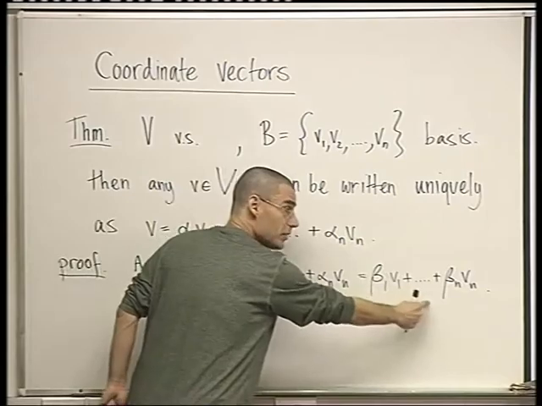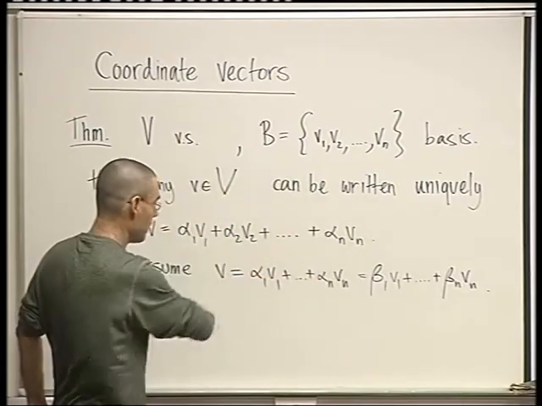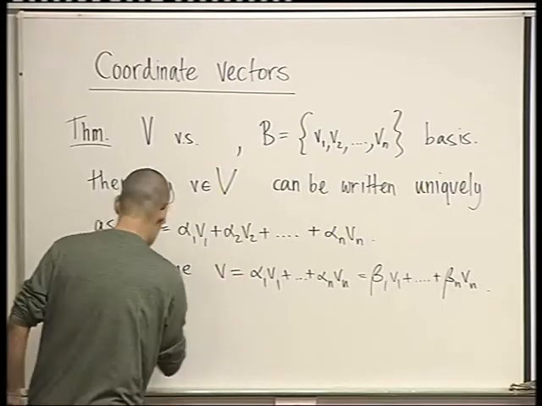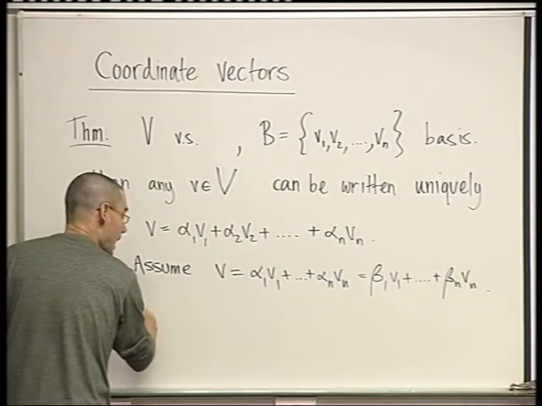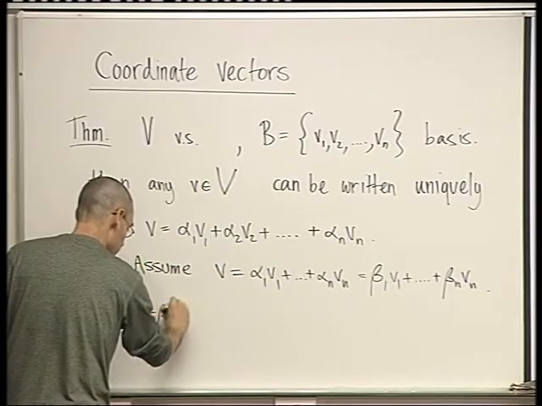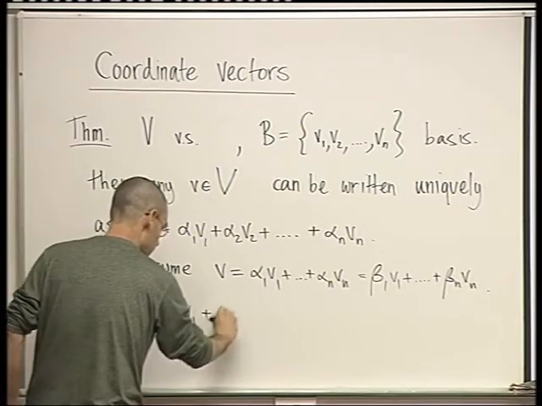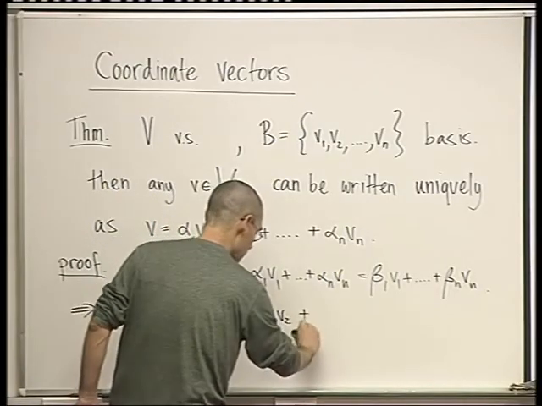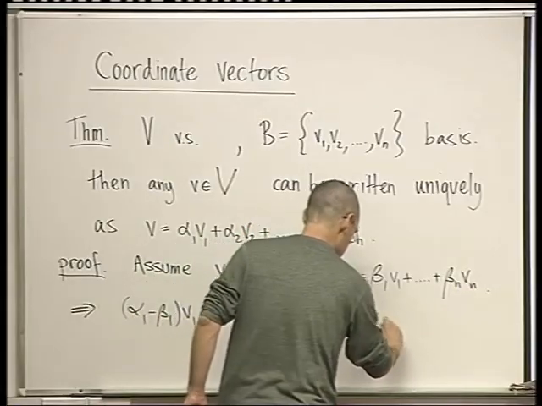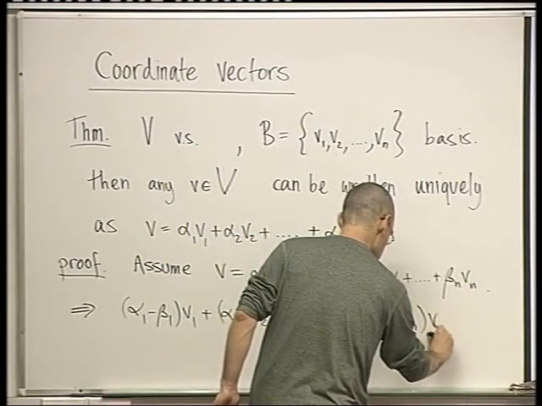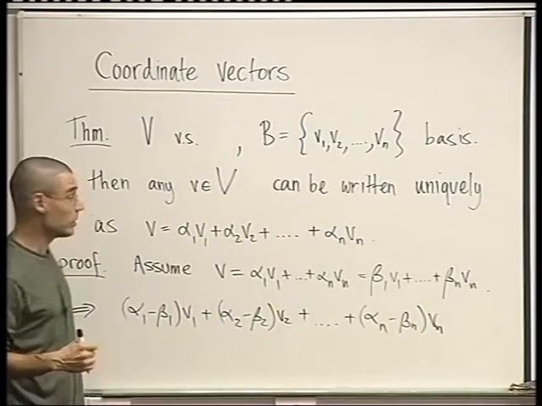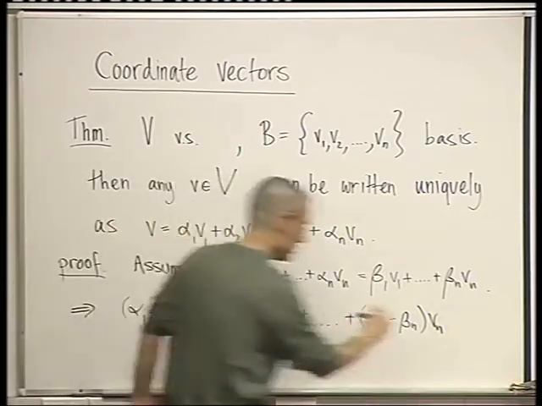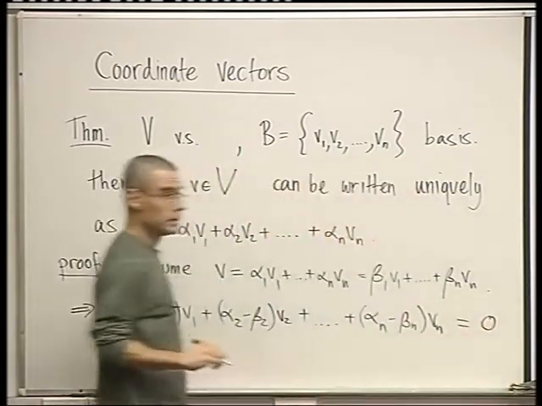If this equals this, I can move everything to the left side. This is an equation. I can move everything to the left side, and I would get alpha 1 minus beta 1 V1 plus alpha 2 minus beta 2 V2 plus alpha n minus beta n Vn. That's what I get when I move everything to the left-hand side. Do you agree? And what's left on the right-hand side? 0. Do you agree?